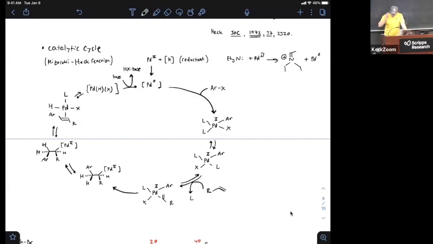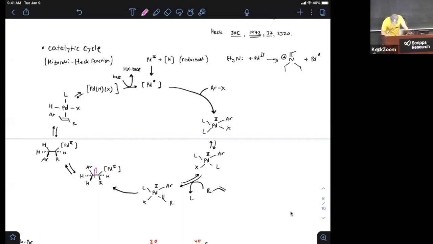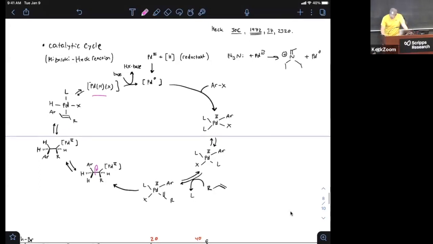And now we feed directly into the steps we saw before. Migratory insertion, we need to have a bond rotation. Beta hydride elimination, dissociation of the palladium hydride, quenching the hydride with base that provides strong thermodynamic driving force because you're making an H-X base adduct that in some cases is insoluble, so will crash out of solution, and turning over the catalytic cycle.